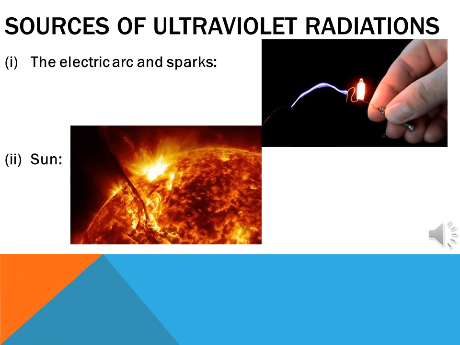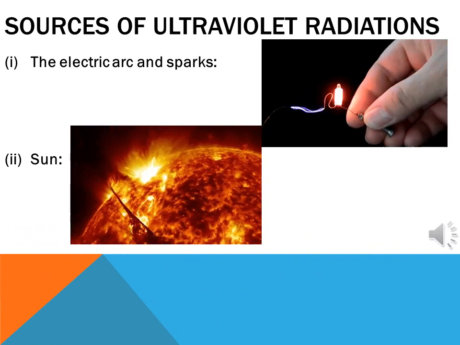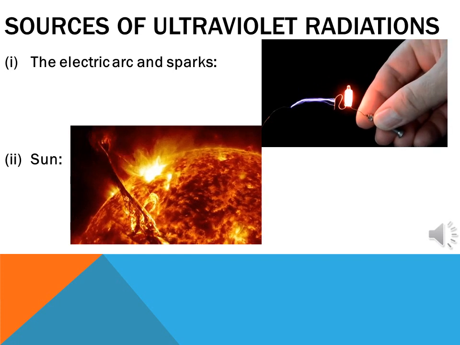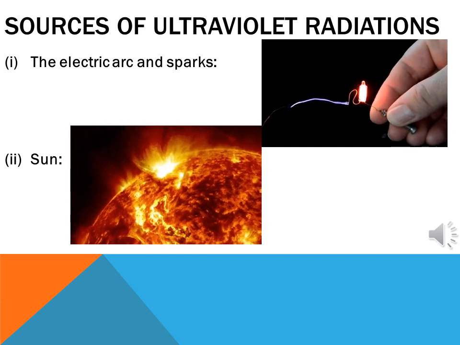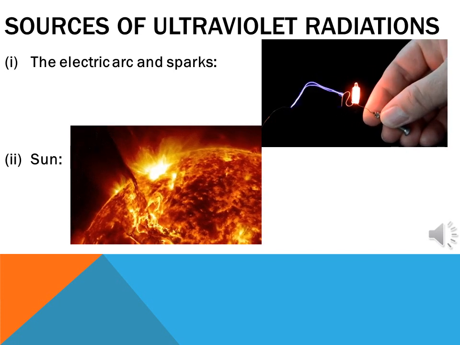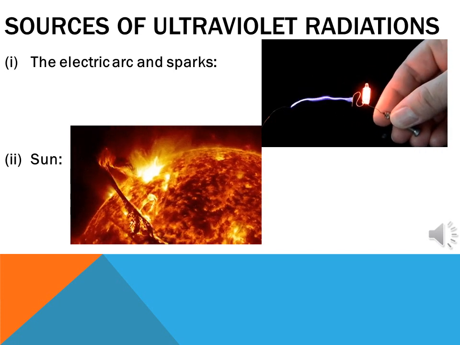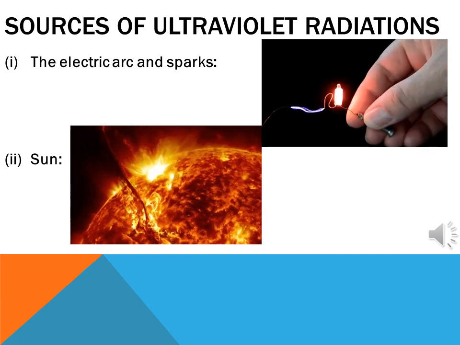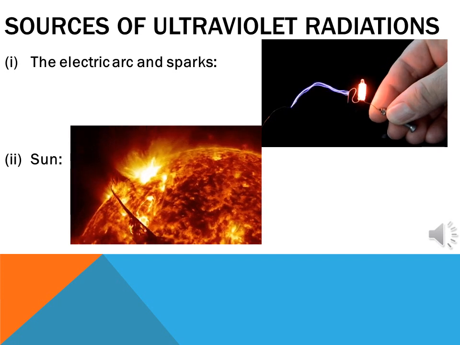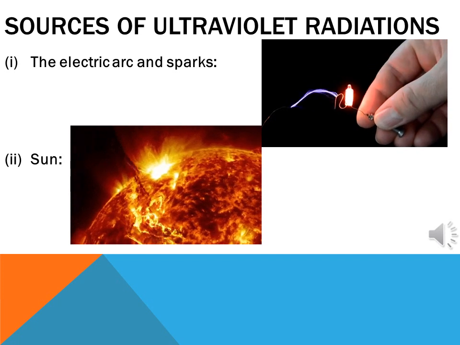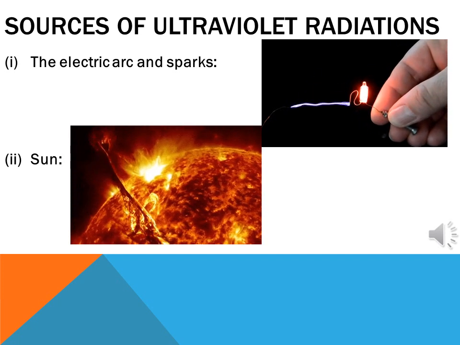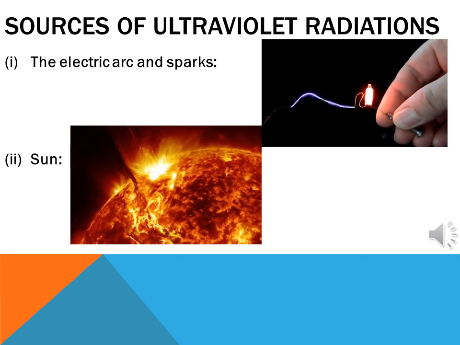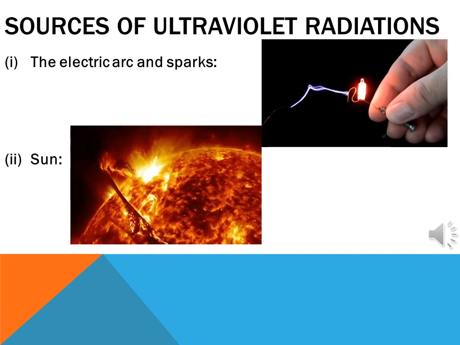Now let's find out the sources of ultraviolet radiations. The electric arc and sparks give ultraviolet radiations. A mercury vapor lamp emits radiations, a part of which has ultraviolet radiations along with the visible light. The Sun is also a source of ultraviolet radiations, but a large fraction of it is absorbed by the ozone layer present in the Earth's upper atmosphere, which protects us from its harmful effect.